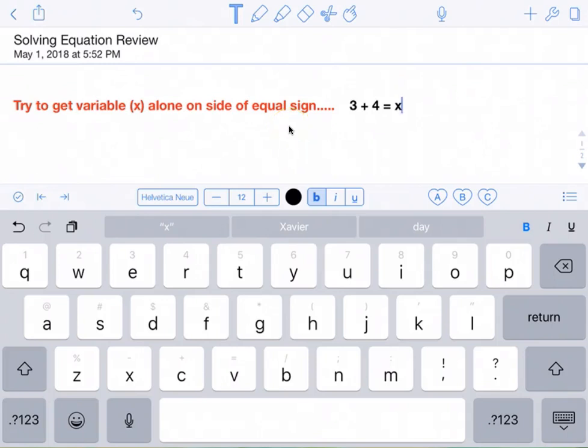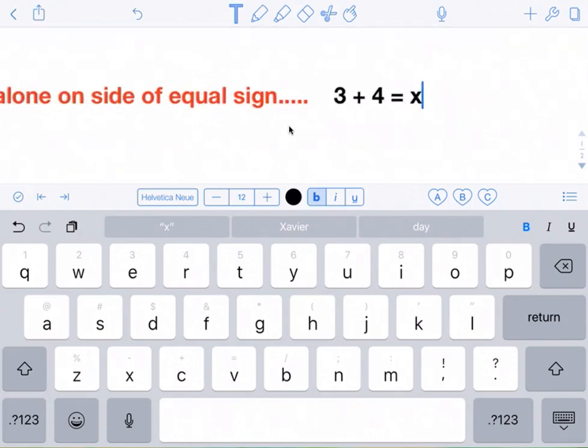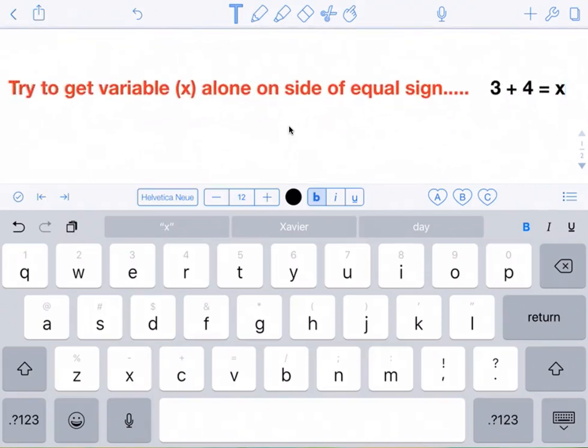Okay, this is just a really quick solving equation review because some of us are having problems solving equations. The whole point of solving an equation is to try to get the variable, or whatever letter they're using, usually x, alone on one side of the equal sign.